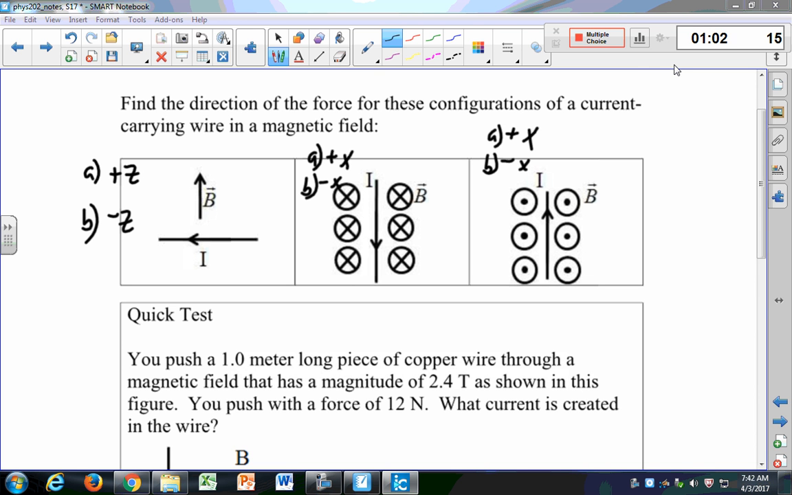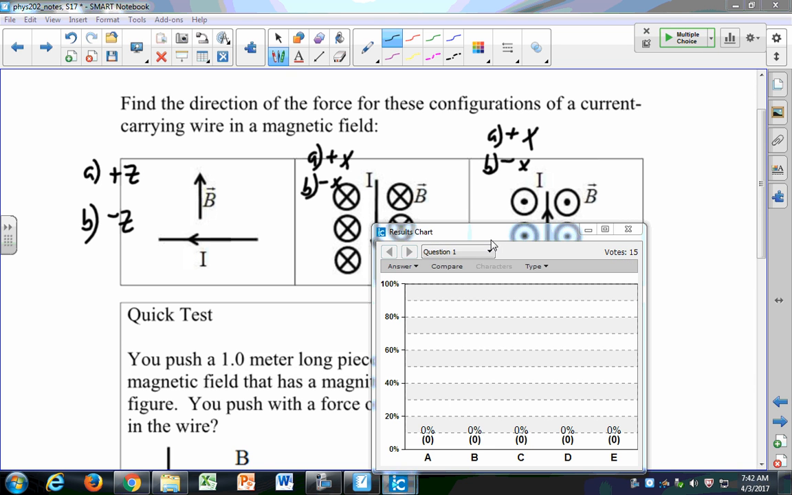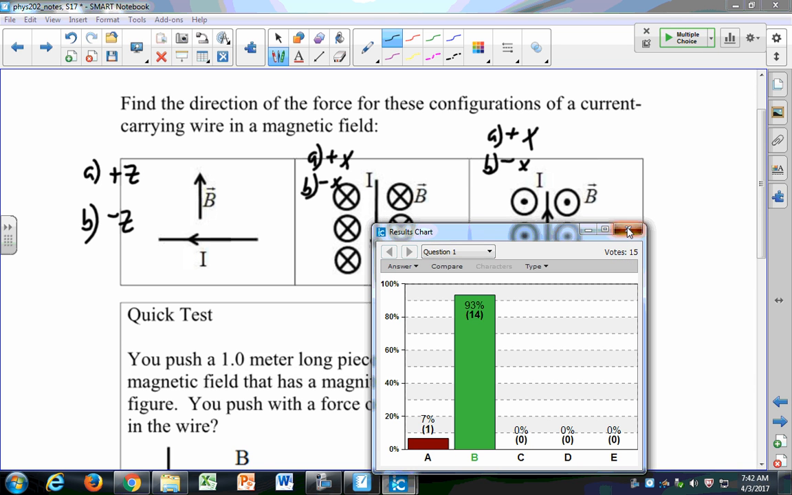All right, let's stop at 110. Yeah, 110. Okay, good. B is right.